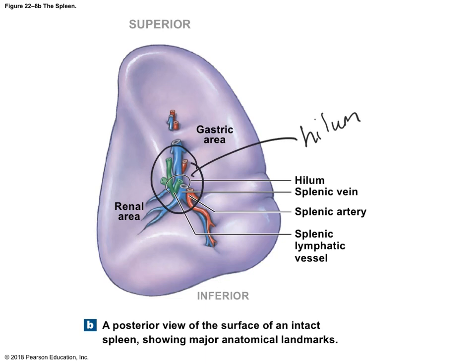Okay, this ends our first video on the lymphatic system. In the second video, we're going to talk about the body defenses. So we'll look at non-specific defenses, otherwise known as innate defenses, and then we're going to look at specific defenses, otherwise known as acquired defenses. So we'll see you in the next video.